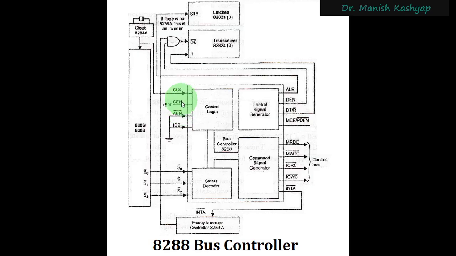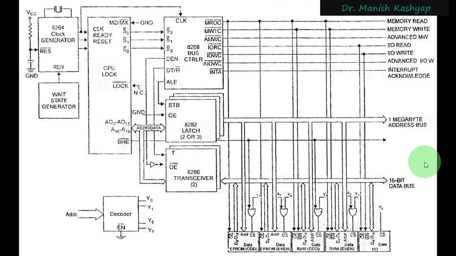When you assemble your computer, it becomes clear what configuration we will be using in maximum mode and how many processors will be there. Accordingly, we can set or reset these pins. But as of now, CEN is high and AEN bar and IOB are grounded, which means we only want one processor in our system, right? So this is a little more description of this 8288 bus controller. Let us now see the complete system of the maximum mode of operation of the 8086 microprocessor.